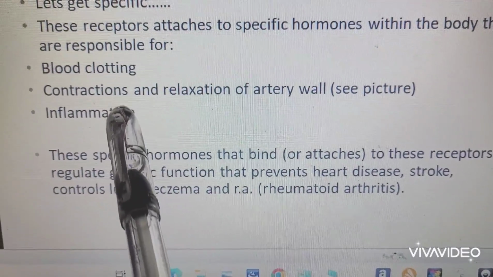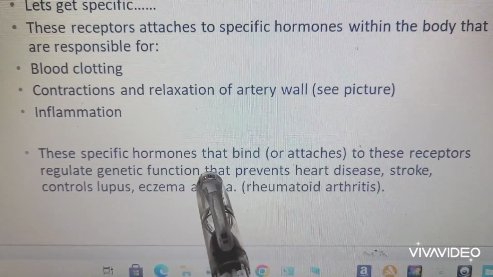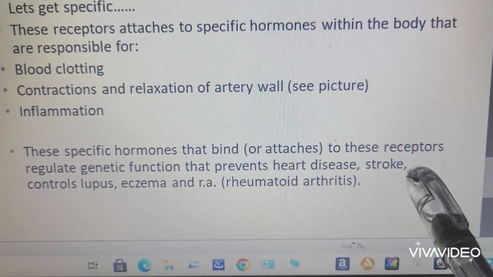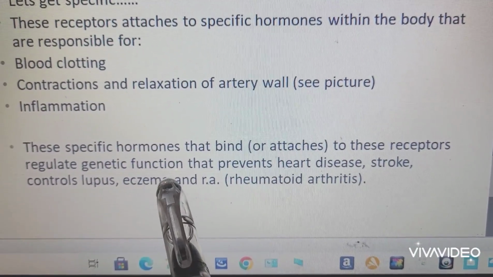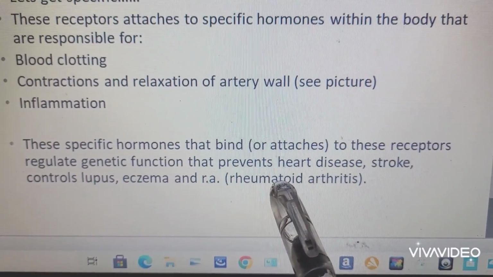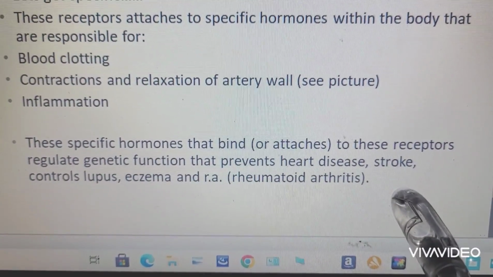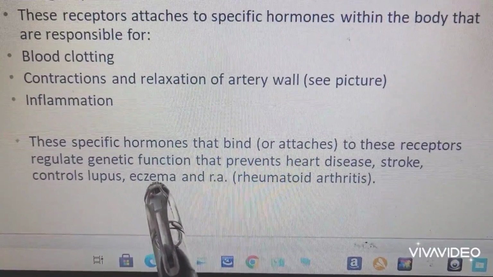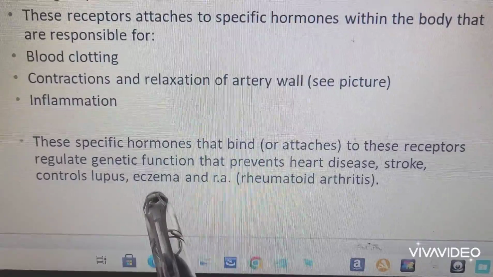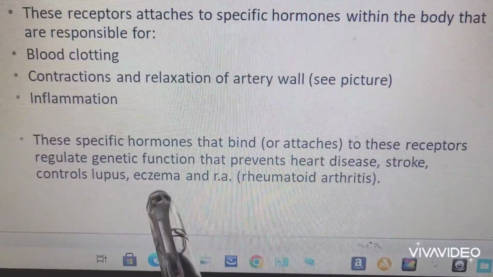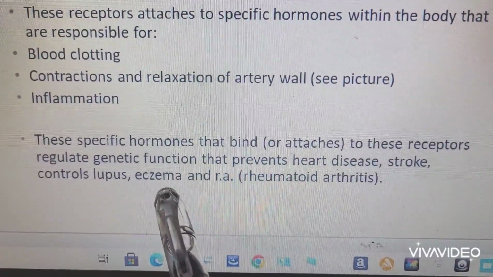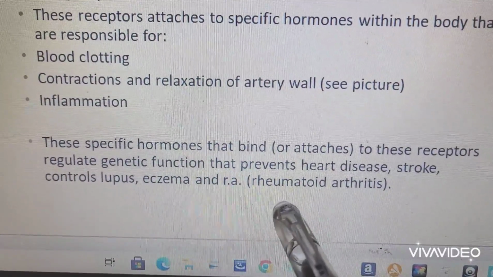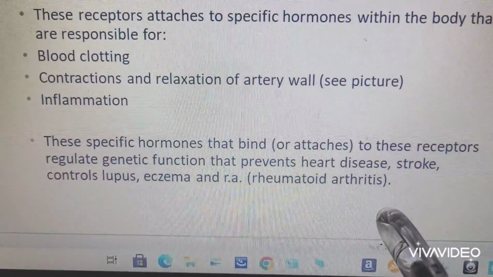These are normal processes. These specific hormones that bind or attach to these receptors regulate genetic function that prevents heart disease, stroke. It controls lupus, eczema, which is nothing but like a very, very extremely serious rash. It's a little bit more than that, but just think of it that way. It is a skin disease. And RA, which is rheumatoid arthritis.